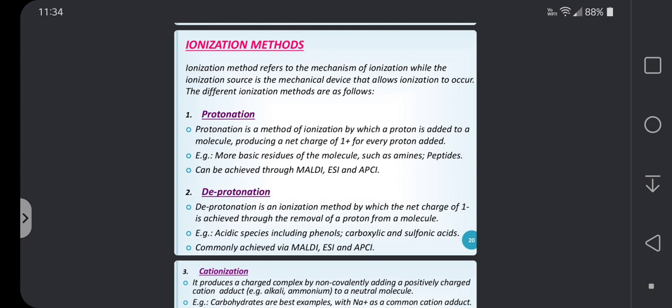Ionization method refers to the mechanism of ionization, while ionization source is the mechanical device that allows ionization to occur. The different ionization methods are as follows. Protonation is a method of ionization by which a proton is added to a molecule, producing a net charge of plus 1 for every proton added. Deprotonation is an ionization method by which a net charge of 1 minus is achieved through the removal of a proton from a molecule.